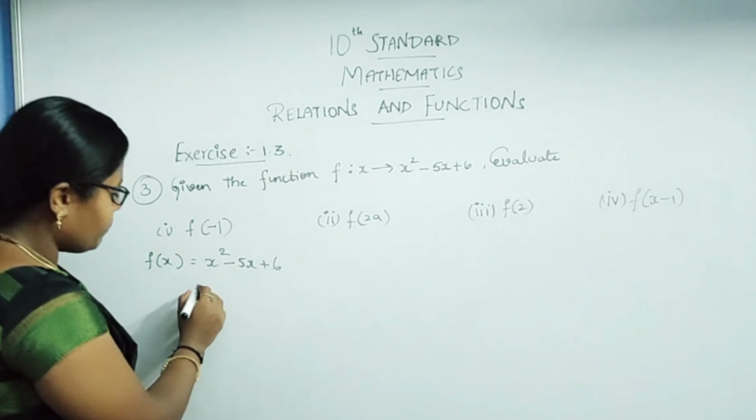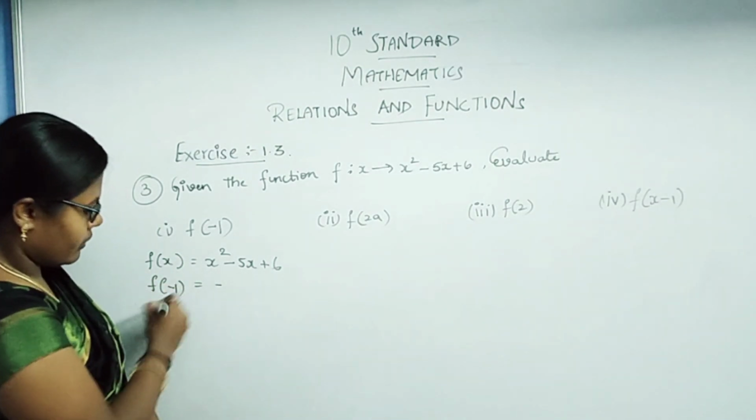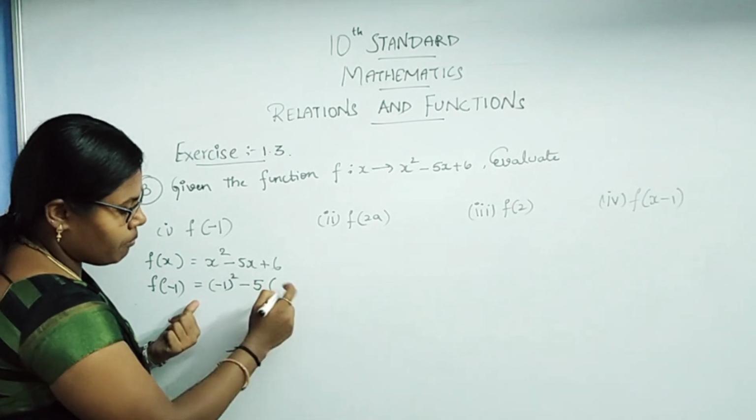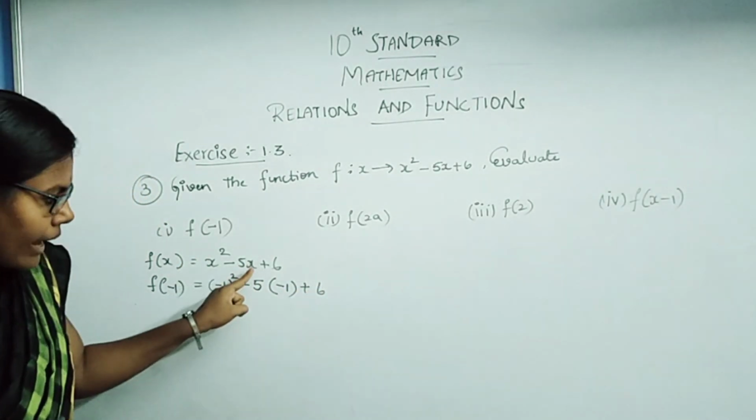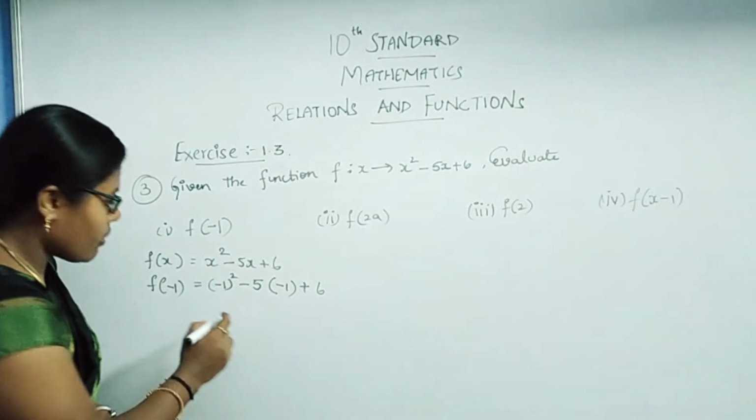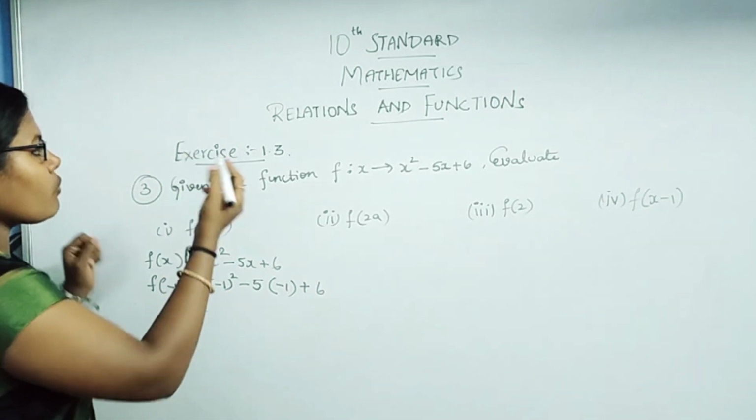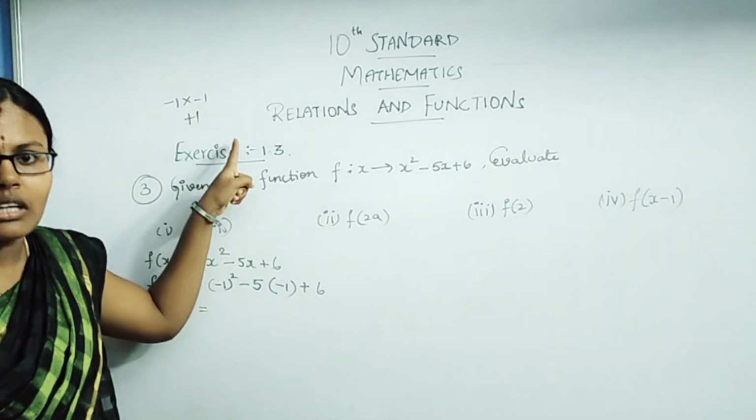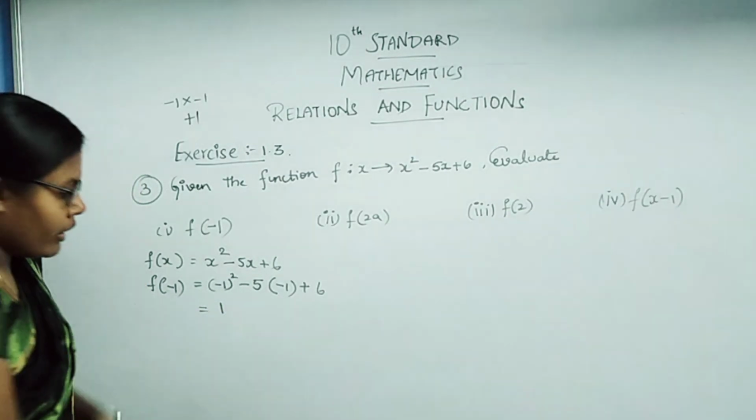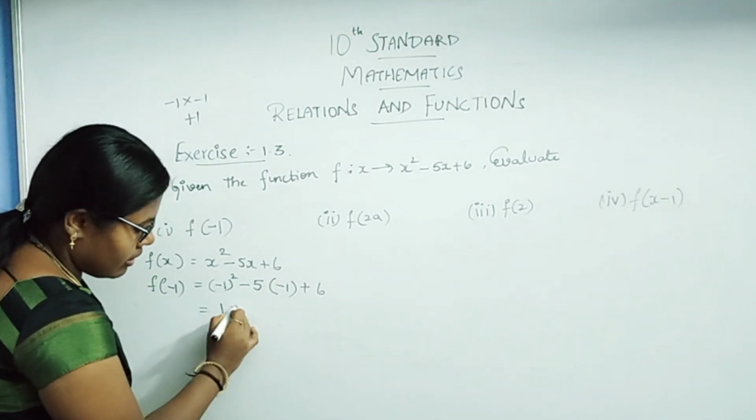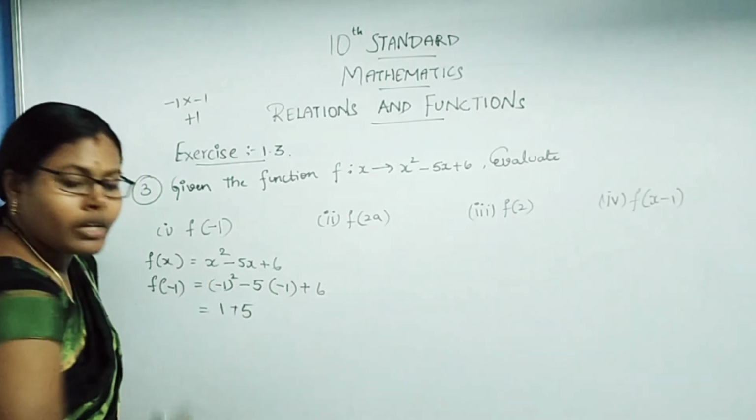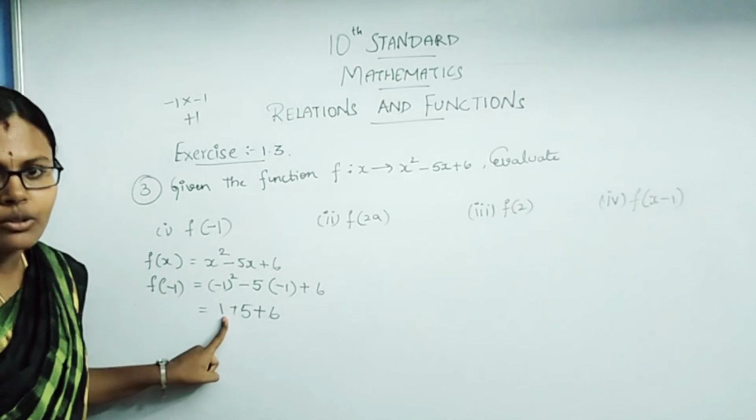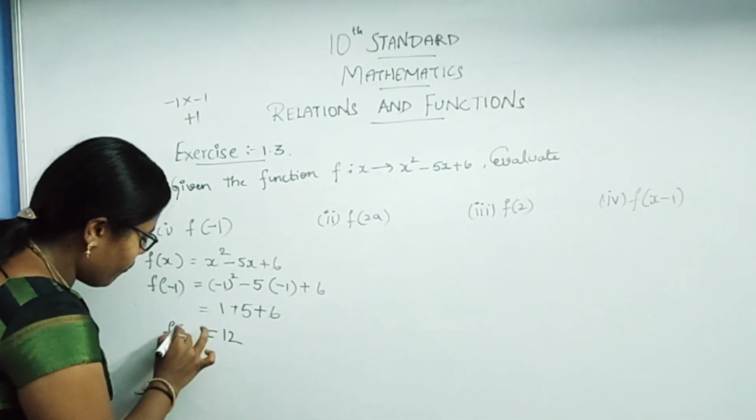So this is f of minus 1. Minus 1 whole square minus 5 into minus 1 plus 6. Wherever you have x, substitute minus 1. Minus 1 whole square is minus 1 into minus 1; minus into minus is plus, 1 ones are 1. It's positive 1, remember. Then again minus into minus is plus, 5 into 1, 5 ones are 5. Then plus 6. So 6 plus 5 is 11, 11 plus 1 is 12. So 12 is the value of f of minus 1.